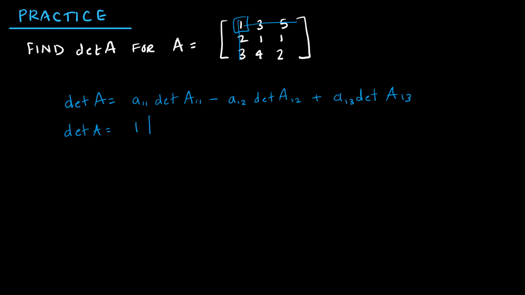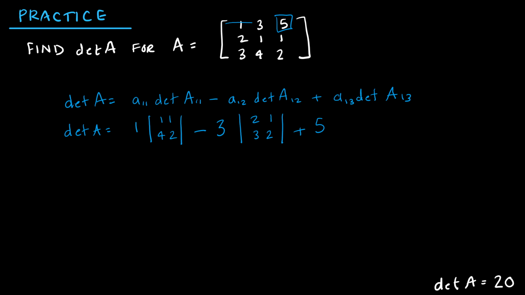Get rid of that row and column. What's left? 1, 1, 4, 2. Again, I'm just using the vertical lines in place of the brackets, so that tells me that I'm finding the determinant. Minus, and then A12 is 3. I take away that row and column: 2, 1, 3, 2. And then plus, and then I have 5. Take away that row and column, and that leaves me with 2, 1, 3, 4.